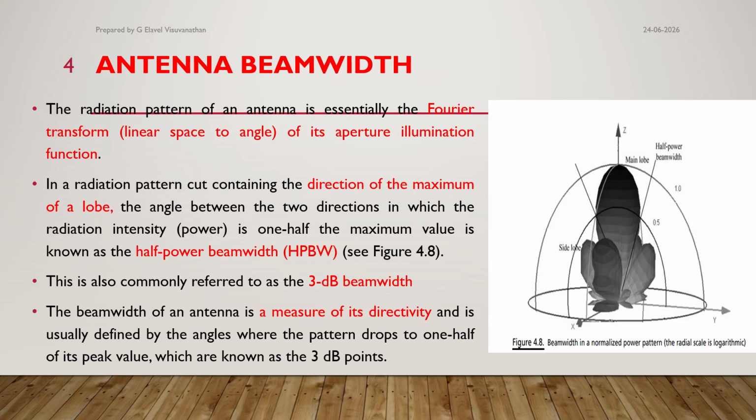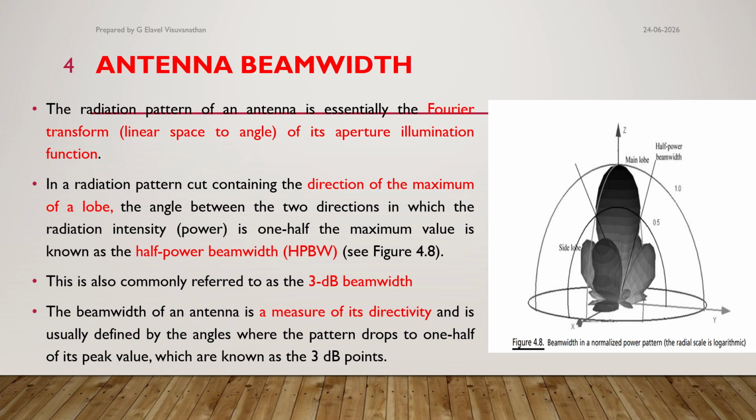Antenna beamwidth. What is meant by antenna beamwidth? In this diagram you can easily understand. Here we have the side lobe and then the main lobe, and in between we have the half power beamwidth. With this we calculate the antenna beamwidth with the help of the main lobe, then the side lobe, and then the half power beamwidth.